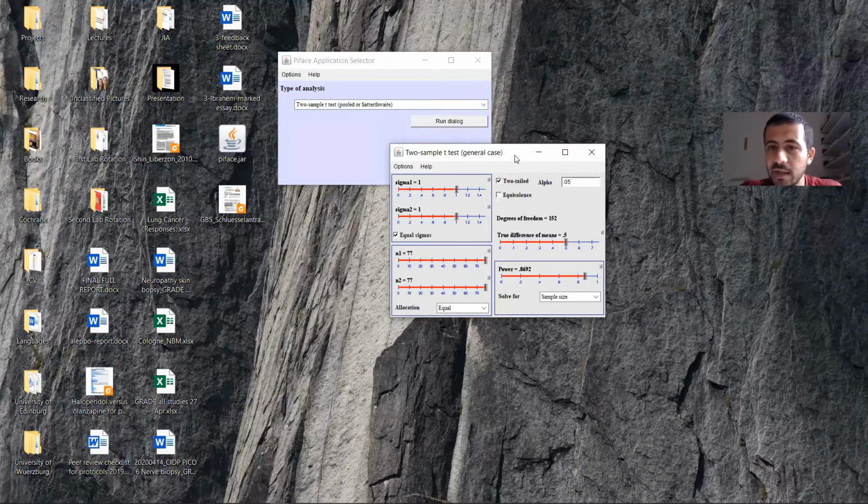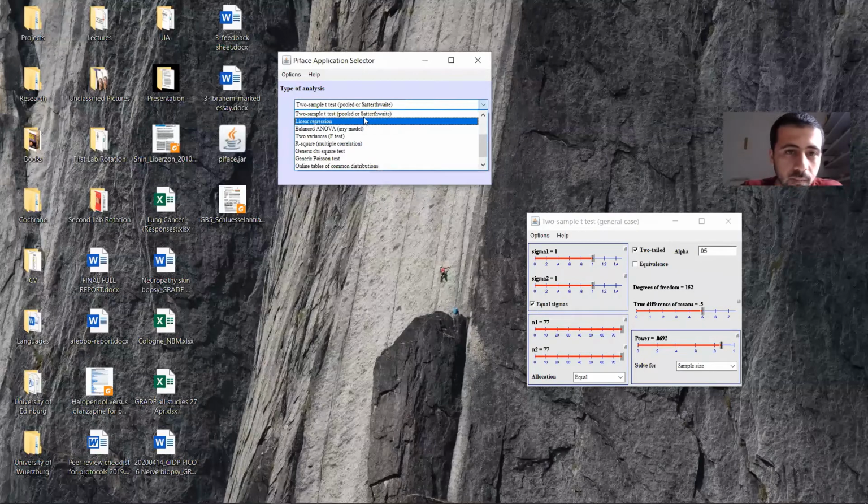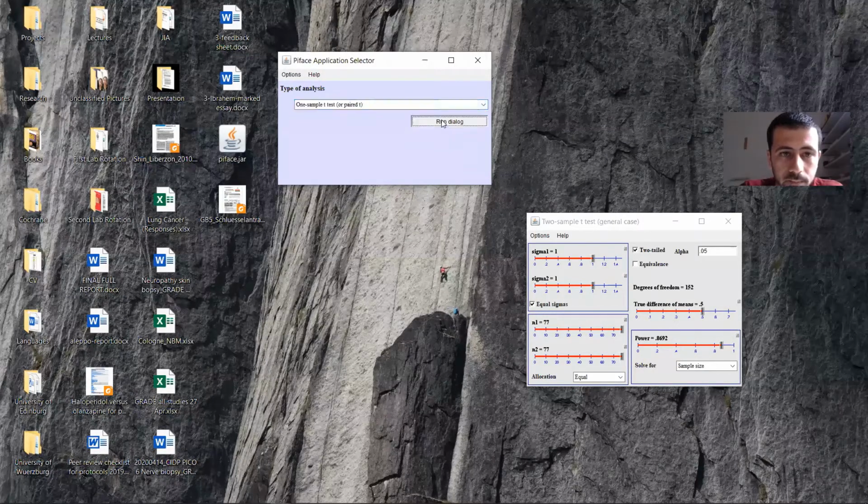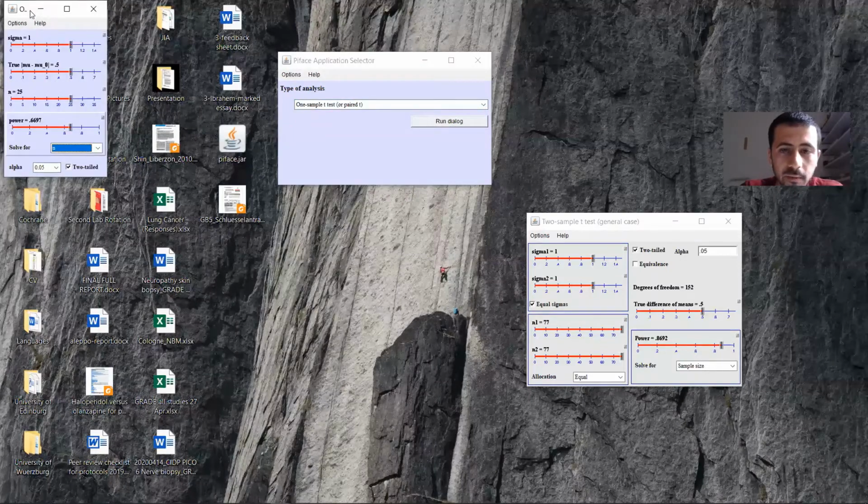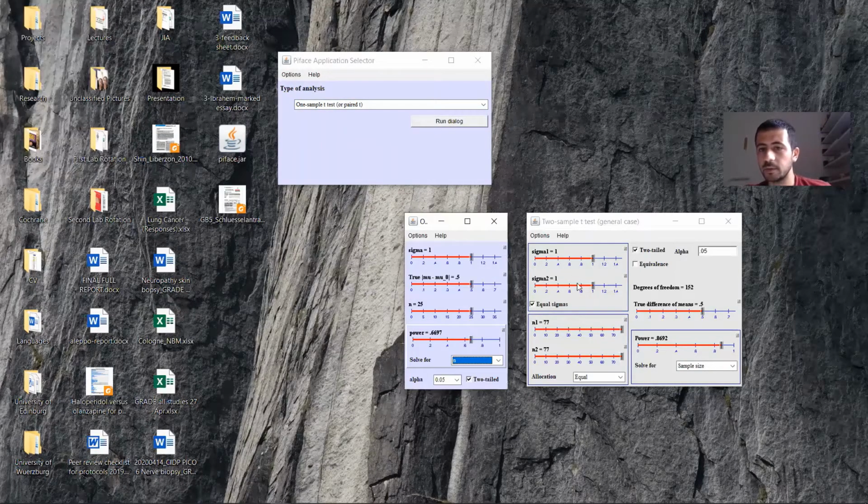So it is quite similar to this one. We have a sigma in here, but two sigmas in here. We have a difference in here and a difference in here. We have the number, two numbers, power, one power, alpha, two tails. Do you have any questions before we end the session?